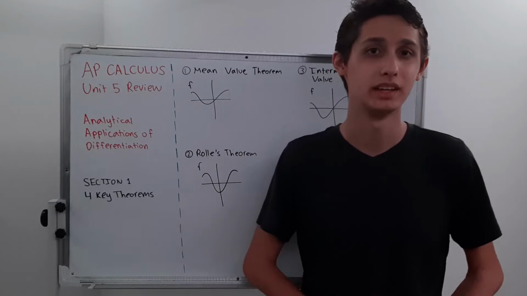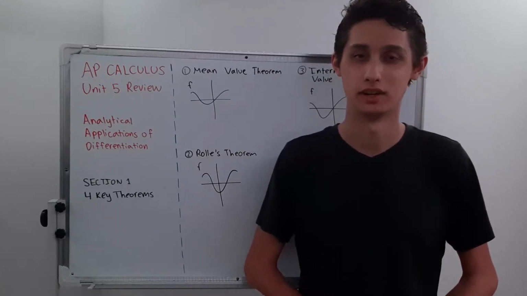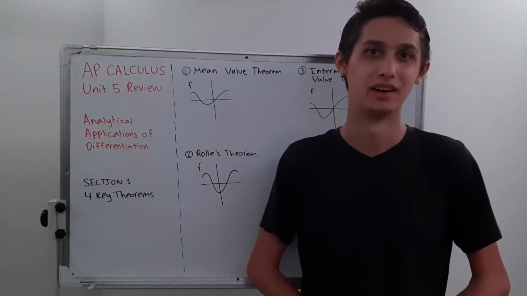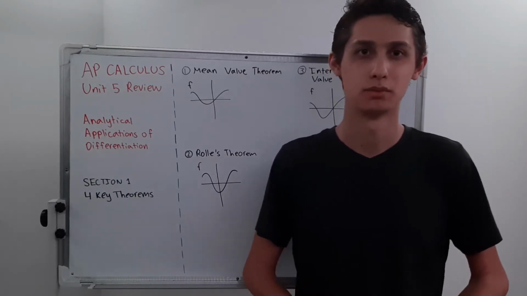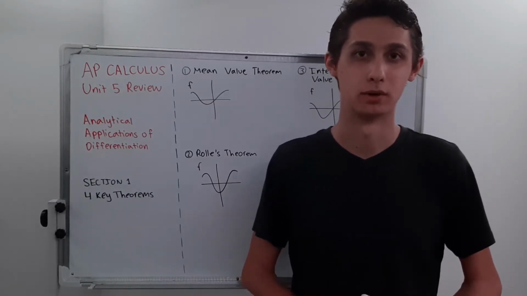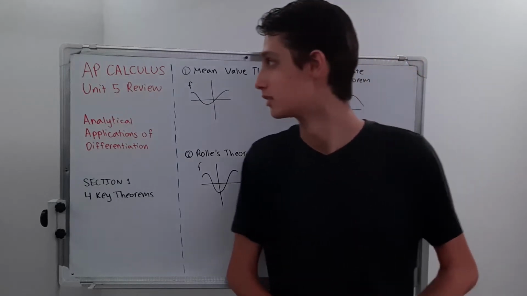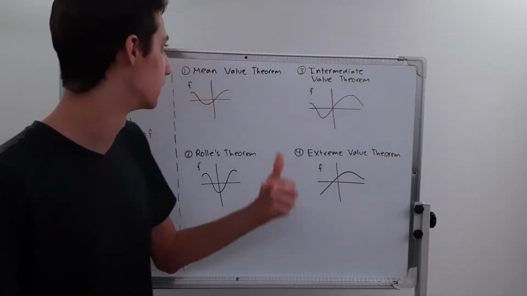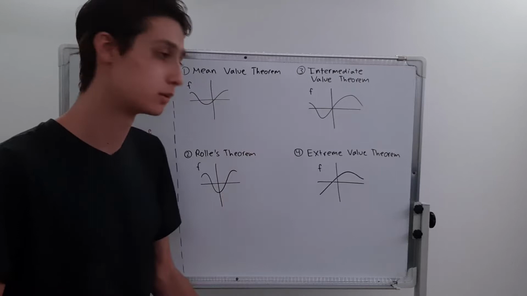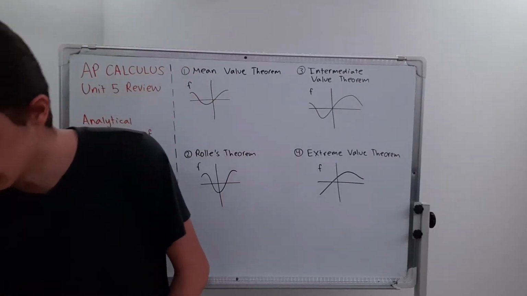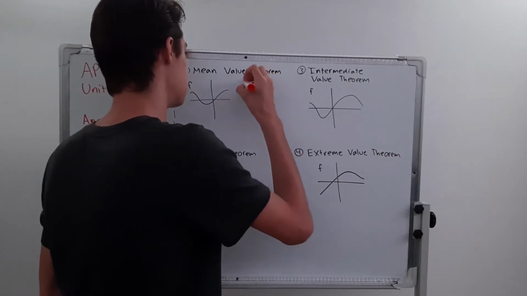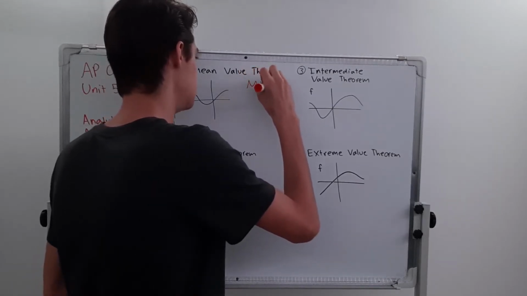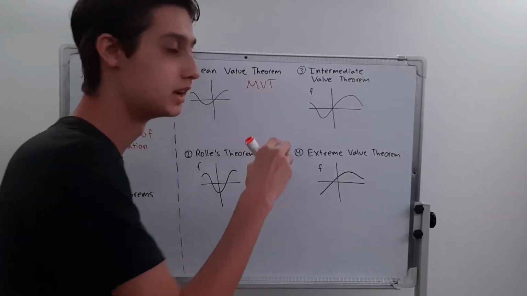We've got the 4 key theorems of derivatives, really of calculus in general. There are a lot more theorems, but these are the 4 that we're going to focus on today. So let me just step out of the way. First we've got the mean value theorem. Let me show you some of the abbreviations. You'll often see this as MVT, mean value theorem.